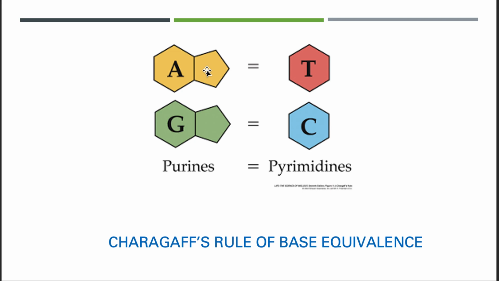The amount of purines is always equal to the amount of pyrimidines, because as we all know, always a purine binds to a pyrimidine. So the number of purines will always be equal to the number of pyrimidines. This was explained by Chargaff, hence it is called Chargaff's rule of base equivalence, where the nitrogen base amounts remain equal.